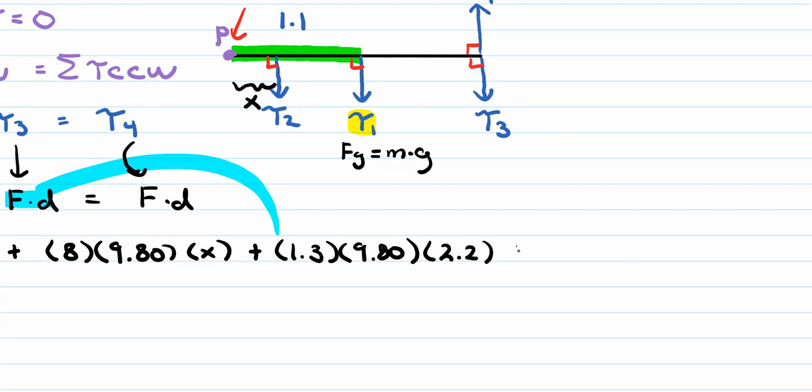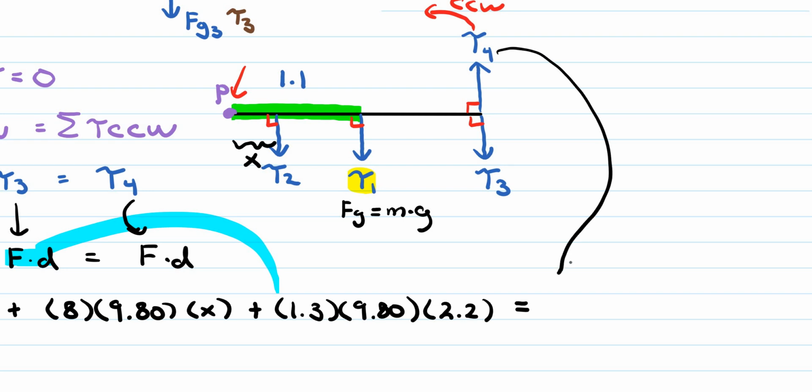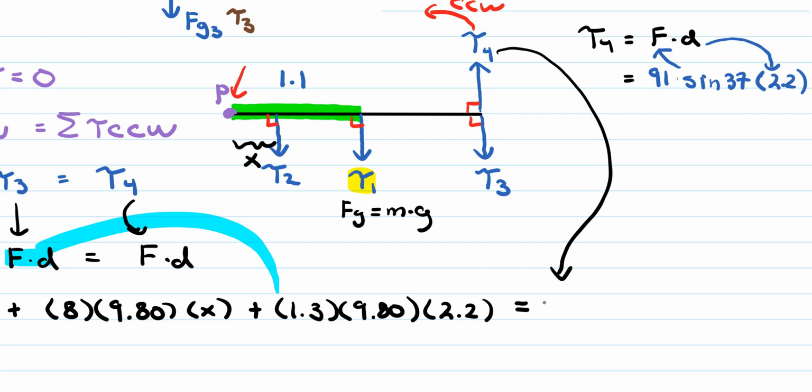Finally, we can go on to the counterclockwise direction, which is this side right there. We established that this fourth torque is force times the distance. The force we said was the vertical force, Fy, and the vertical force we established was, I believe, 91 times sine of 37 degrees. That represents the force, and the distance is also going to be 2.2 meters away from the pivot. Let's transfer that down here: 91 times sine of 37 degrees times 2.2 meters away from the pivot.